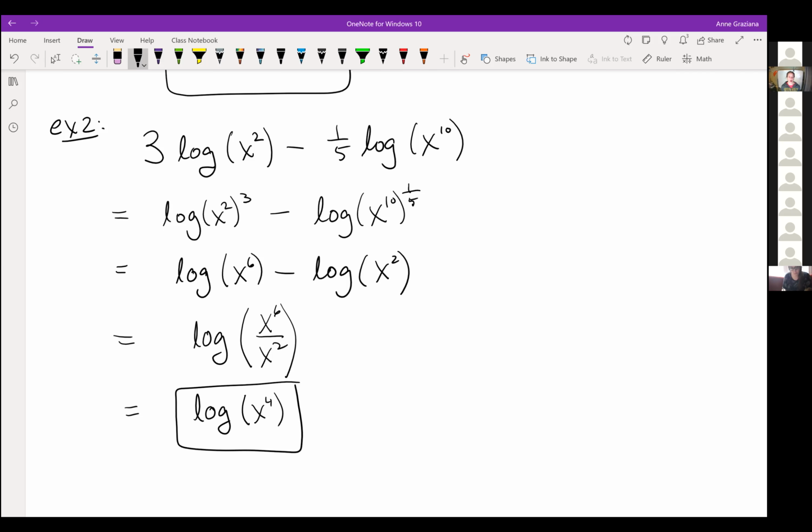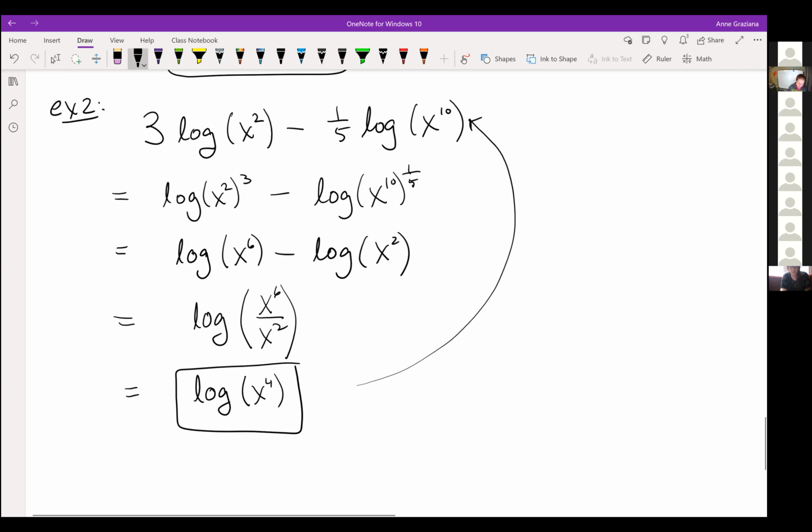What this means is, I want you to understand, if I picked a number for x and raised it to the 4th power and then took the log of it, that would be the same as doing all these steps. That same number squared, log it times 3, minus that number to the 10th, log it times 1/5. These are the same things. If you were to plug in numbers for x, you would get the same output. So if we left it as x to the 6th over x squared, would that be wrong? I would want you to simplify it. You should simplify.